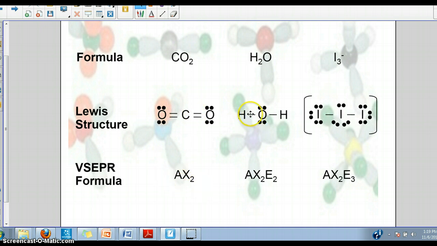Now in this one, H2O, we still have two things attached, so it's still AX2, but now we also have these lone pairs on there as well. So it's going to be AX2E2. And then on this last example, I3 1 minus, we still have two things attached, so that's still AX2, but now we have three lone pairs, so that gives us an AX2E3.